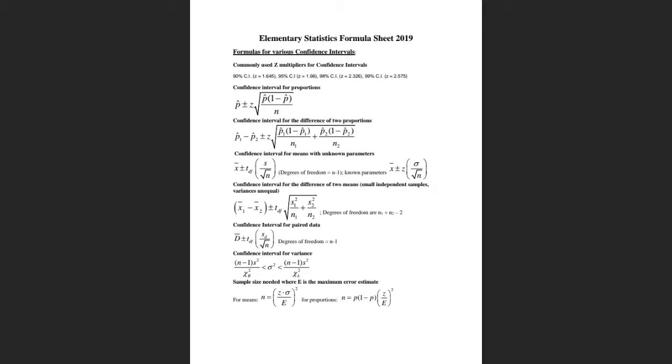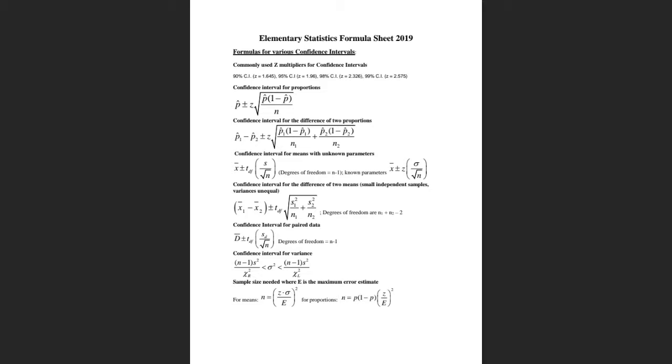Okay, so right here: sample size needed, where E is the maximum error estimate. So what's the situation they give you? It's the difference between men and women who own smartphones, and then it says assume 90% confidence that your error is no more than 0.04.